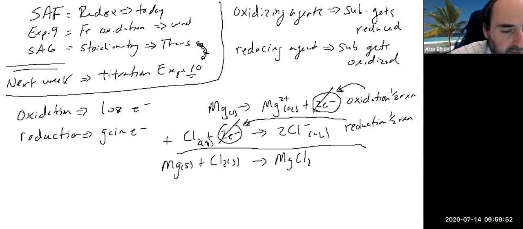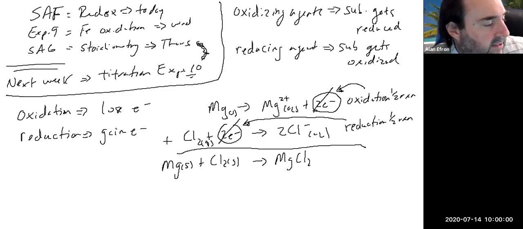Now, if we had two half reactions where the electrons were not the same, you would need to multiply one of the half reactions by a number to make sure that you end up with the same number of electrons in each half reaction.